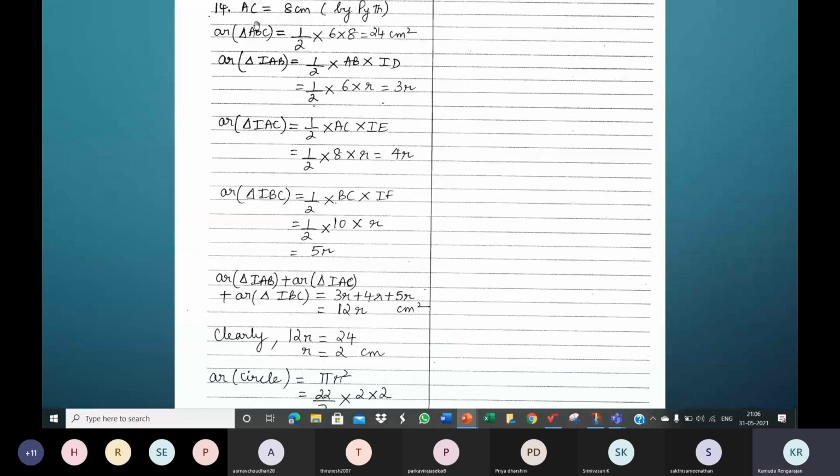So AC, you can see it here. AC is 8 by Pythagoras theorem. Area of the triangle ABC is 24. IAB, IAC, IBC, half base into height. So this idea: the sum of the areas of the three triangles is equal to the area of the whole triangle.